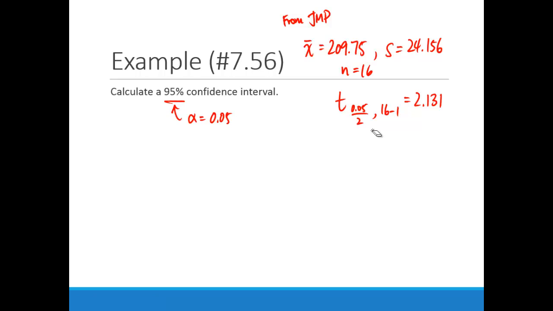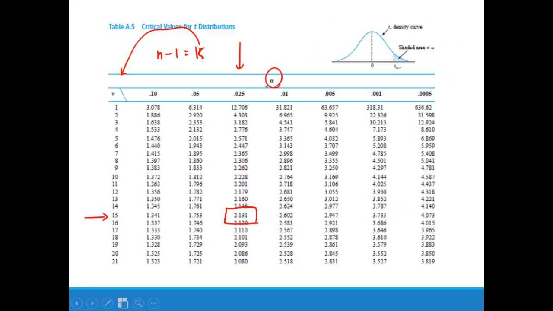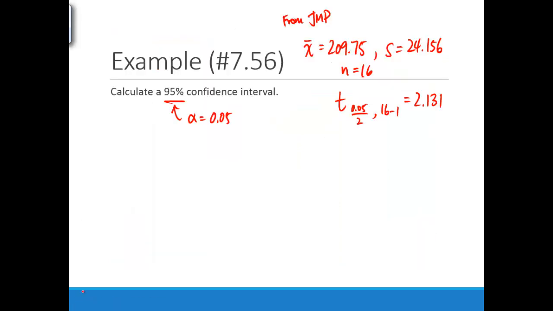I know the chart lists an alpha here, but again they're saying the shaded area above is alpha. So we want that shaded area above to be alpha over 2 when you have a two-sided interval like this. So yes, just be careful about that.